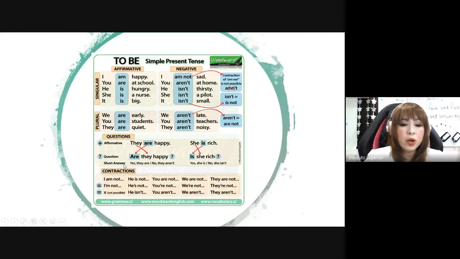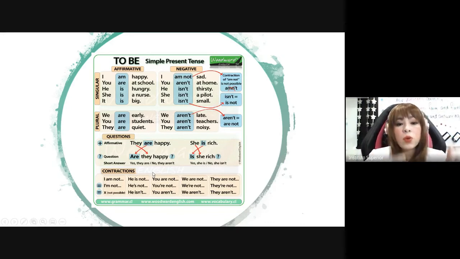So we have the short answers. If we have the auxiliary are, it is the same auxiliary that we use in the answer. Okay? Are they happy? Yes, they are. No, they aren't. Is she rich? Yes, she is. No, she isn't.